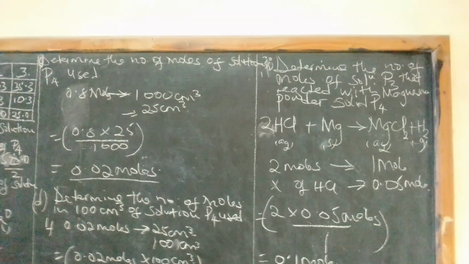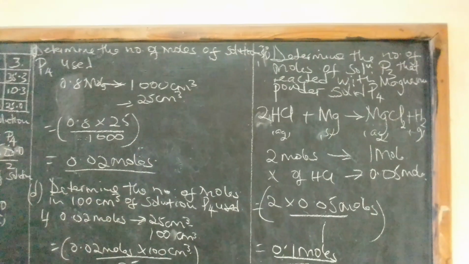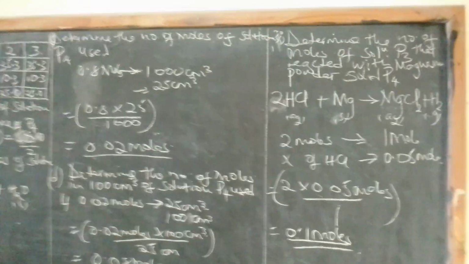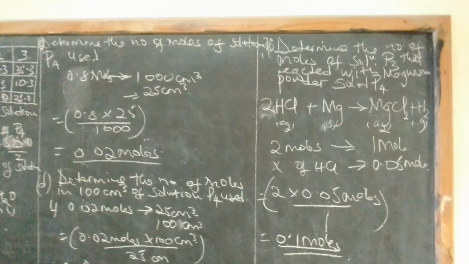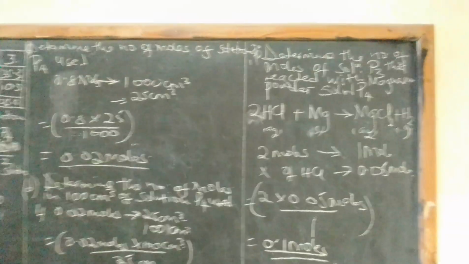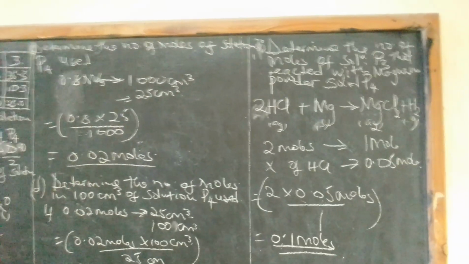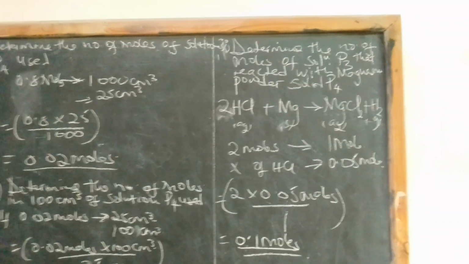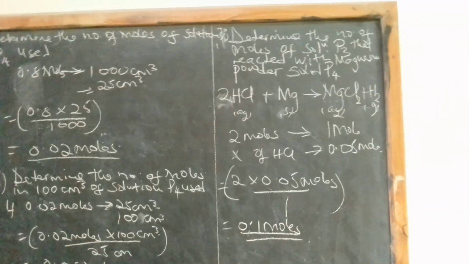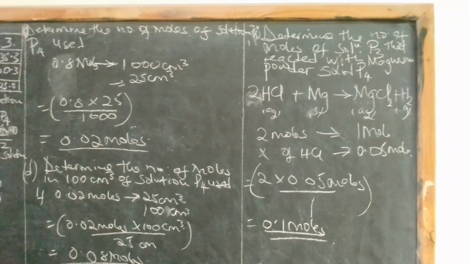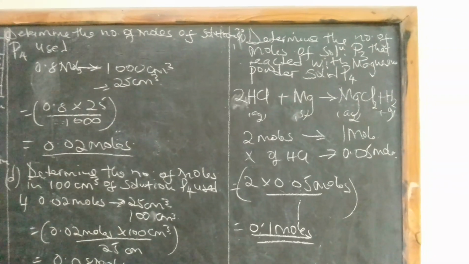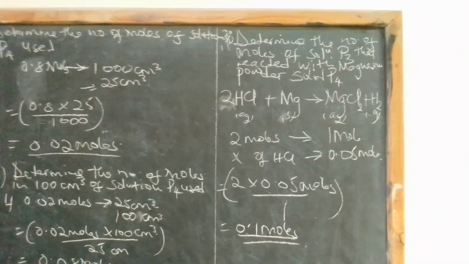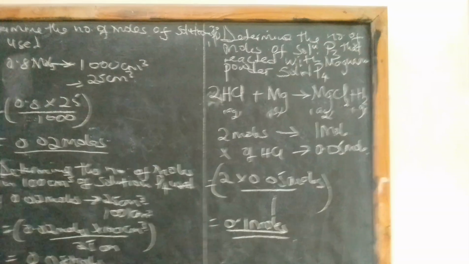On the reactant side we have 2 hydrogens, and on the product side we also have 2 hydrogens. Then for the chlorines, we have 2 chlorines on the reactant side and also 2 chlorines on the product side. So the equation is properly balanced, with the hydrochloric acid being aqueous, magnesium being a solid, magnesium chloride being aqueous, and hydrogen being a gas.